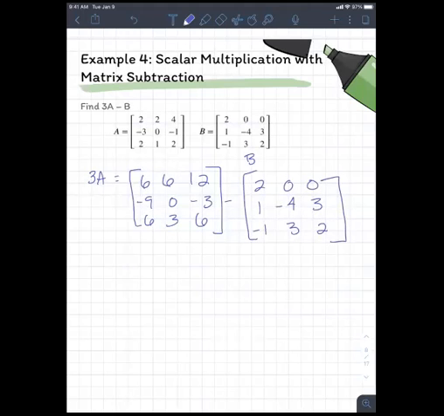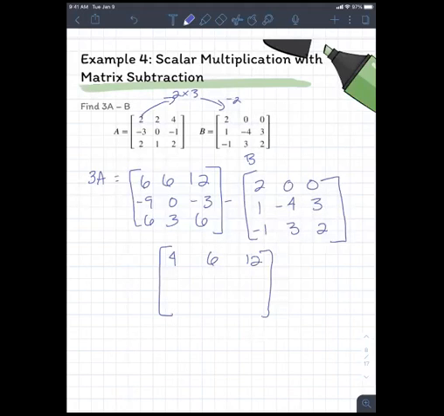So I would do 6 minus 2 for my first element, which is 4. 6 minus 0 for my second element, which is 6. 12 minus 0 for my last element, which is 12. Are we okay with those 3 pieces? So I'm just taking the ones from my 3A matrix and I'm subtracting the ones from my B matrix.